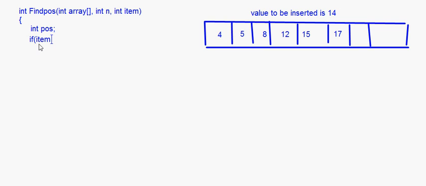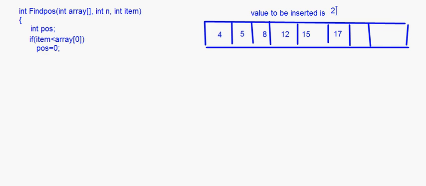Okay, now here see, I do if item, what is item? Item is 14, right? If item is less than array 0, in that case we say pos is equal to 0, right? Because supposing I want to insert the element 2 instead of this 14, then what will happen? 2 has to come before 4 actually. So that means the position of that item should be 0. So in that case, we are returning pos is equal to 0.